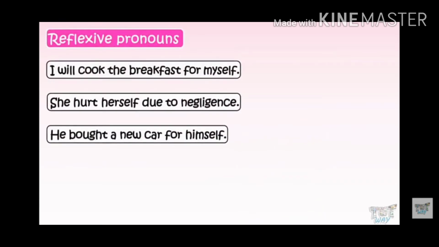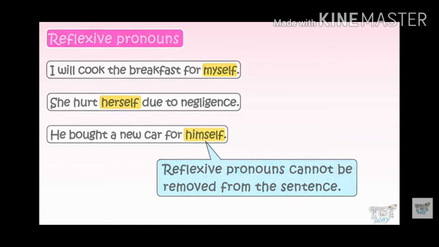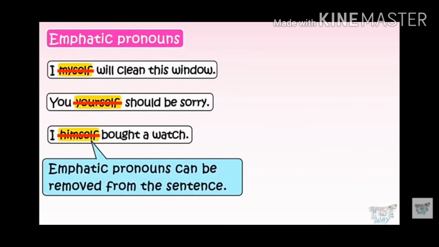Remember, if compound pronouns like myself, herself, himself, itself cannot be removed from the sentence, in that case, those pronouns are called reflexive pronouns. If compound pronouns like myself, yourself, himself can be removed from the sentence and the sentence still remains meaningful, in that case, these pronouns are called emphatic pronouns.